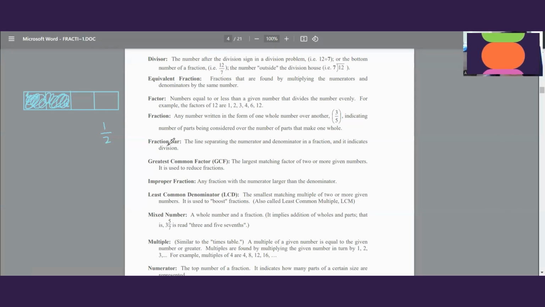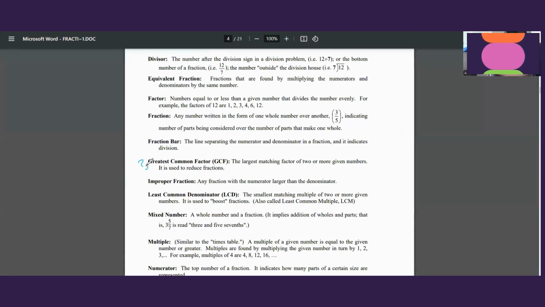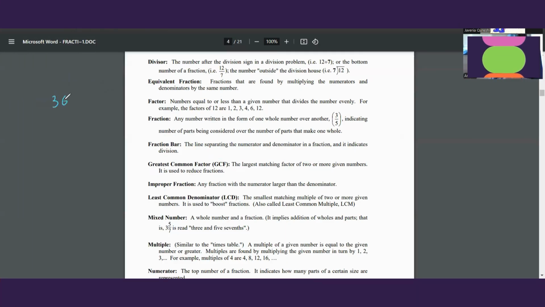Okay, greatest common factor. Now, this is something that you might not know. What do you think is a greatest common factor? If we have a fraction, 36 over 12, this is an improper fraction and we need to simplify it. So you need to look for a greatest common factor that can divide both of these numbers.